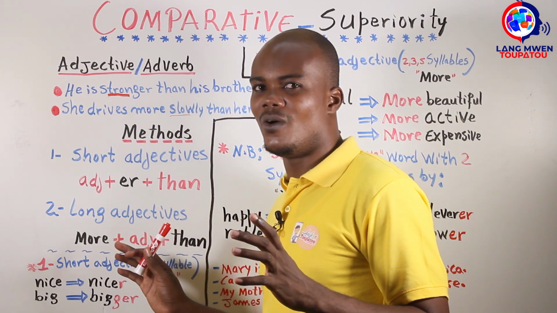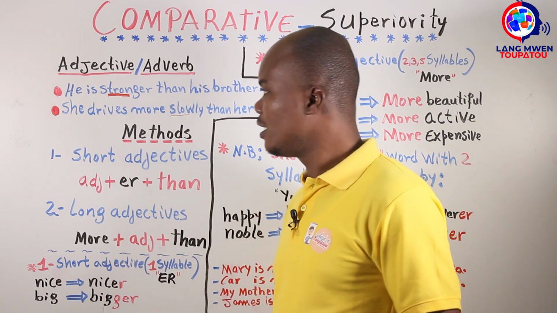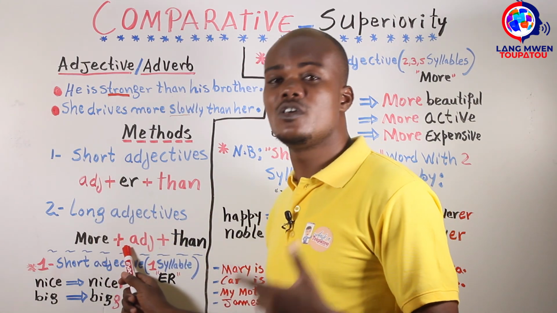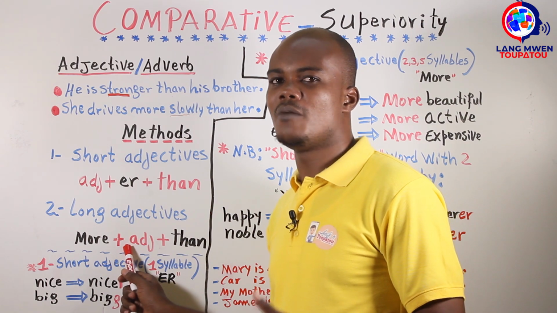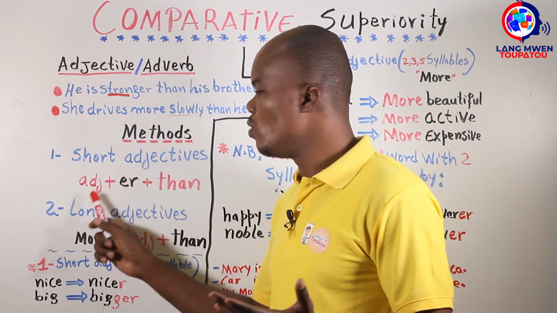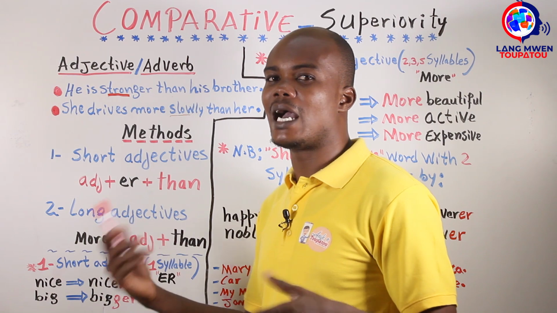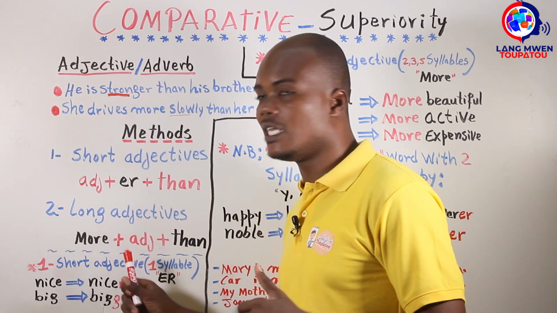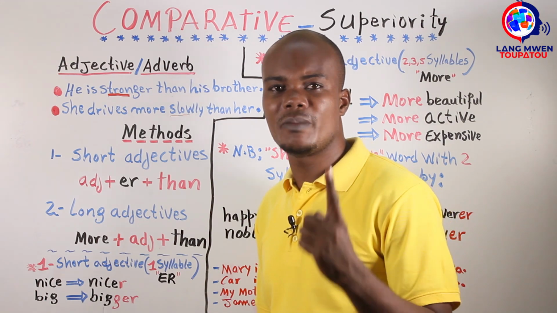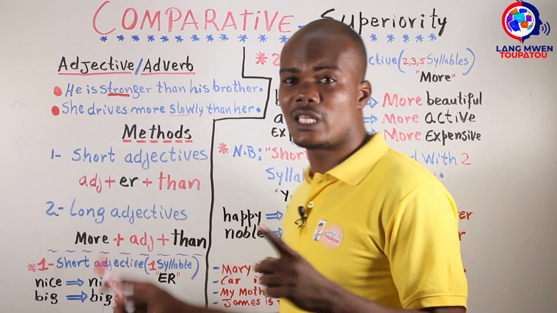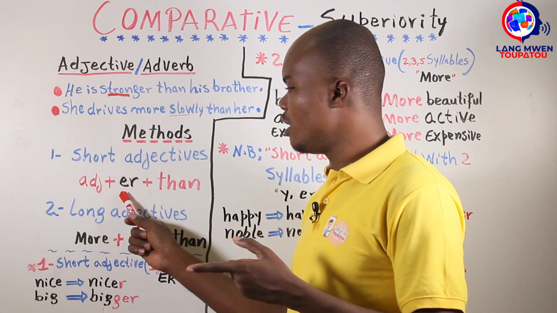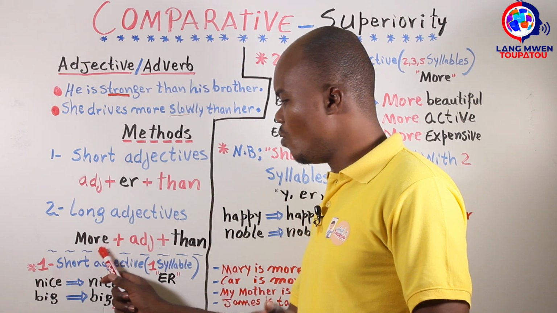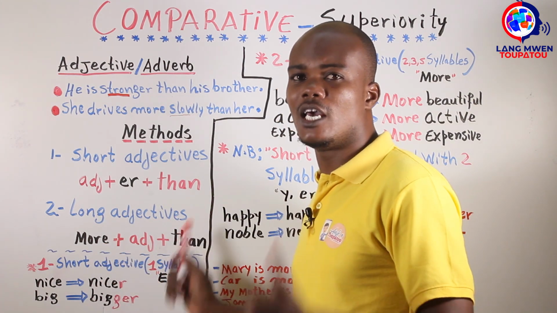Great. Okay? It's clear. For a short adjective, you use this formula. For a long adjective, you use this formula. Pour adjectif court, on applique cette formule, pour adjectif long, on utilise cette formule. Do you remember the formula for a short adjective? Adjective plus er plus than. Great. And for a long adjective, you say more plus the adjective and plus than.